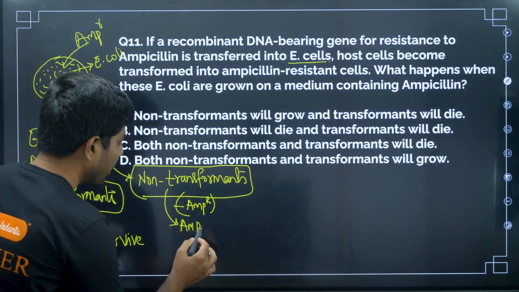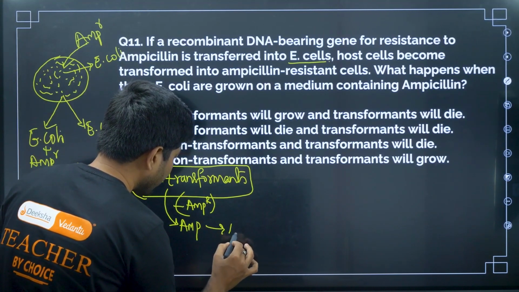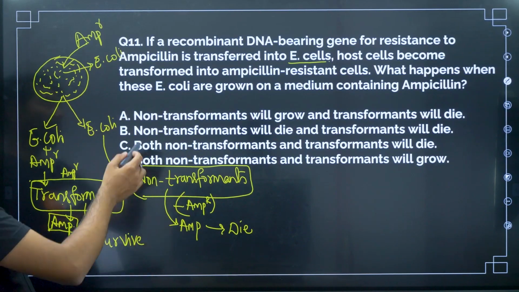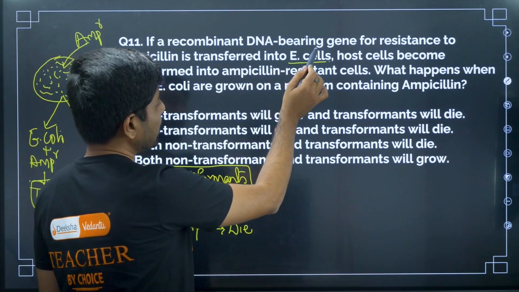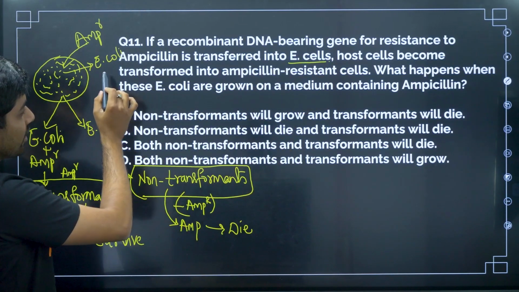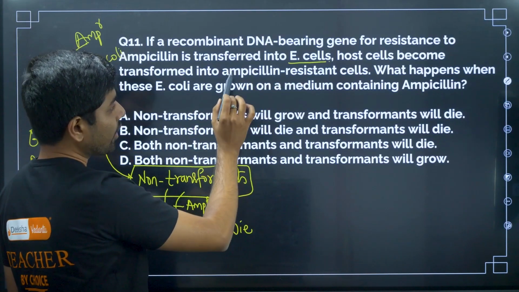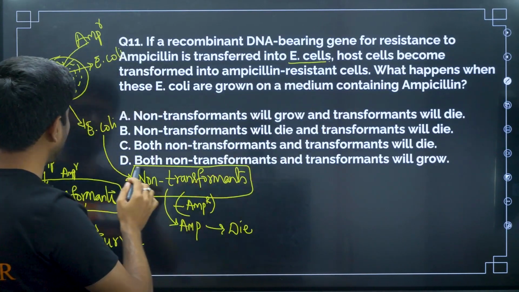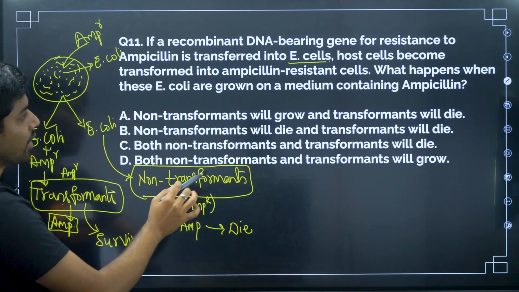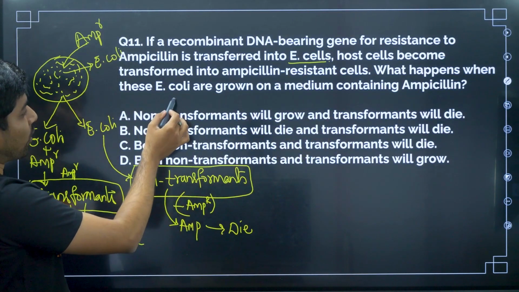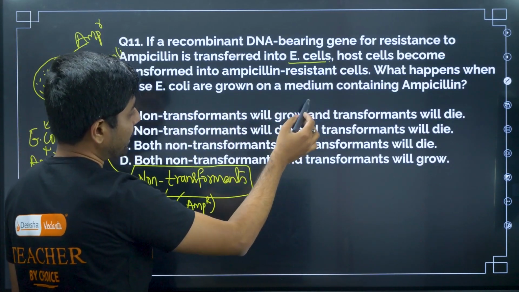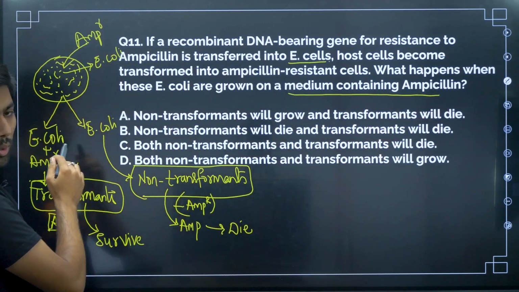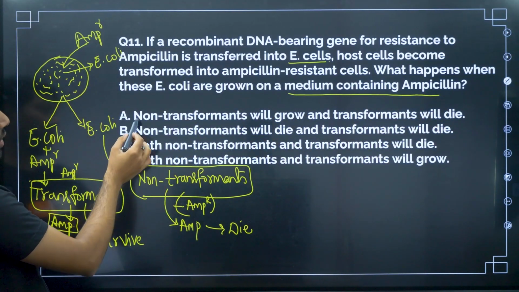They'll die because of toxicity. Now what is the question? If a recombinant DNA bearing gene for resistance to ampicillin is transferred to E. coli cells, host cells become transformed into ampicillin resistant cells, right? This is what they are called, transformants. What happens when these E. coli are grown on a medium containing ampicillin? Now they're adding ampicillin and they're growing these E. coli cells. Now what happens?